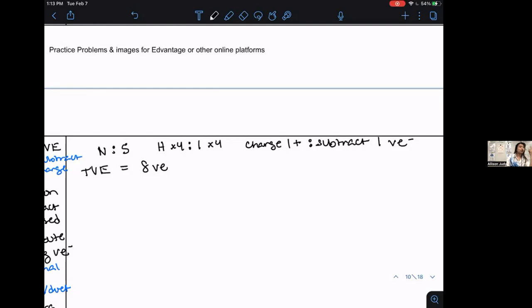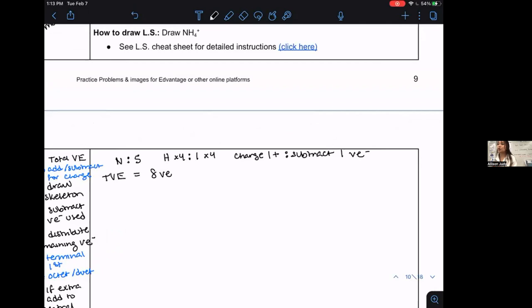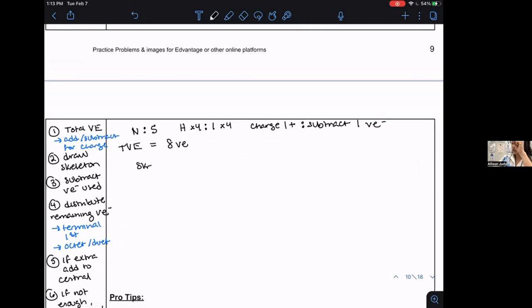Now that we've counted up our total, we're going to redistribute, but we have to figure out who to redistribute to. So the next step, step two, is to draw the skeleton. For a molecule, there's always a central atom. We need to figure out what the central versus the terminal atoms are. The central atom tends to be the less electronegative atom, and the terminal tends to be the more electronegative atoms. Another way of putting it is the central atom tends to be the first in the formula, and the others last in the formula.